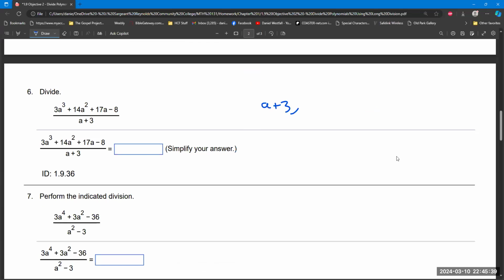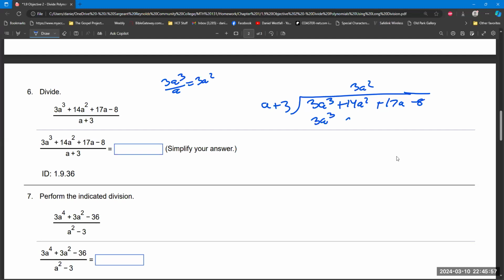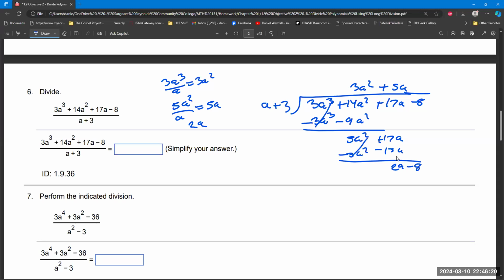a plus 3 into 3a to the third plus 14a squared plus 17a minus 8. 3a cubed over a is 3a squared. 3a cubed, 9a squared, change my signs and add. 5a squared plus 17a. 5a squared divided by a is 5a. 5a squared, 15a. Change my signs and add. 2a over a is 2. 2a and 6. Change my signs and add. Negative 14, like so. 3a squared plus 5a plus 2 minus 14 over a plus 3.